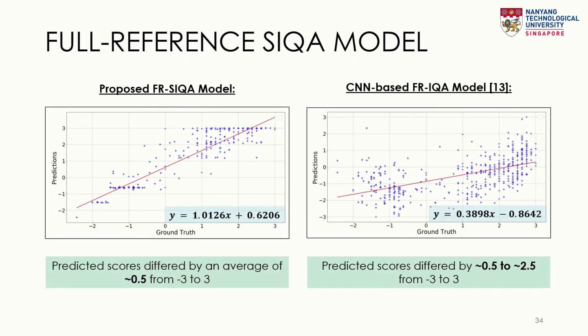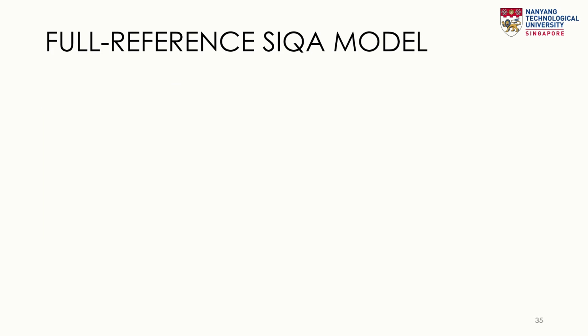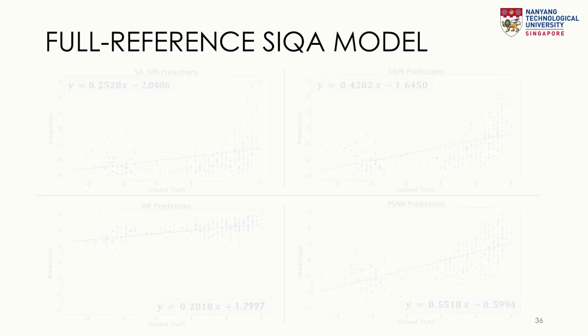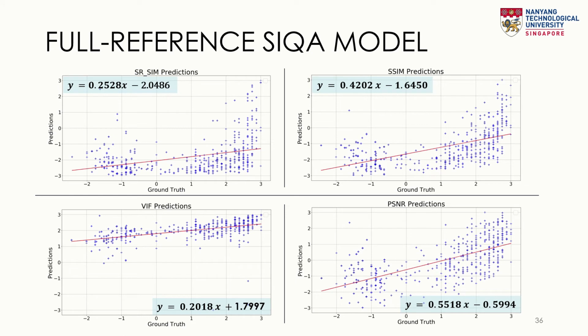The red line shows the predictions after fitting a linear regression to the prediction and ground truth, and in most cases, the proposed FR-SIQA model predicted a difference of 0.5 in scores as compared to the ground truth, and this is inferred from the graph and the equations of the line, which has close to unit gradient. The CNN-based FR-IQA model was much worse off compared to the proposed model. Likewise, the traditional IQA metrics fare much worse compared to the proposed FR-SIQA model, with a huge difference in the predicted scores and the ground truth, and this is interpreted from the graph and equations as well.